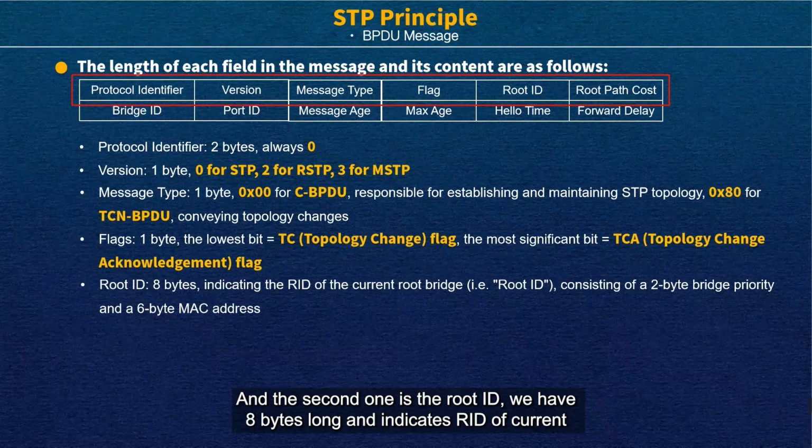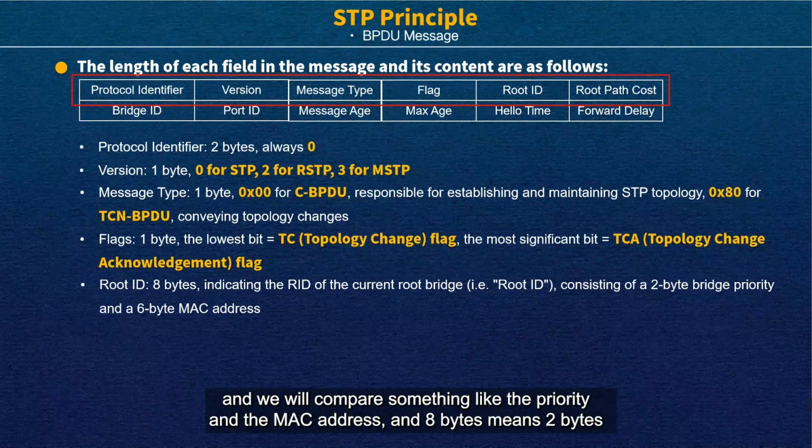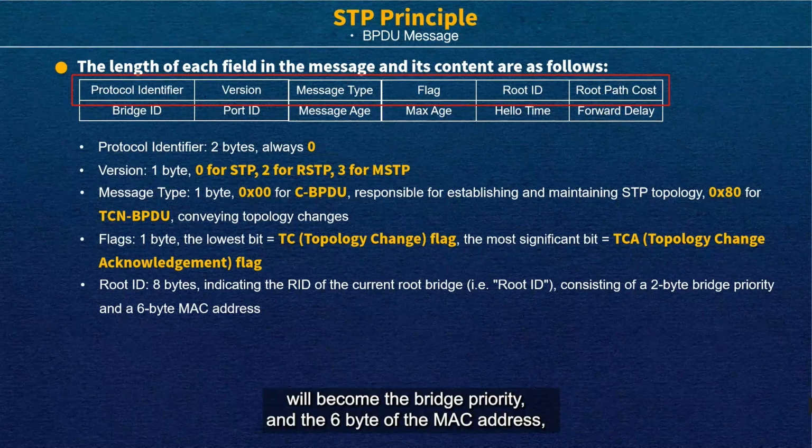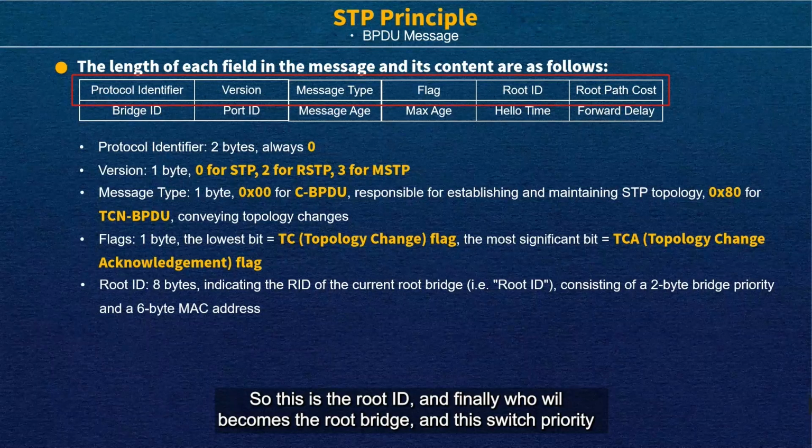And the next one is the root ID. We have 8 bytes long and it indicates the ID of the current root bridge, because we have to select one switch to become the root bridge. And we will compare something like the priority and the MAC address. And 8 bytes means 2 bytes for the bridge priority and 6 bytes for the MAC address. We will compare these 2 parameters and finally select one switch to become the root bridge. Okay, so this is the root ID.